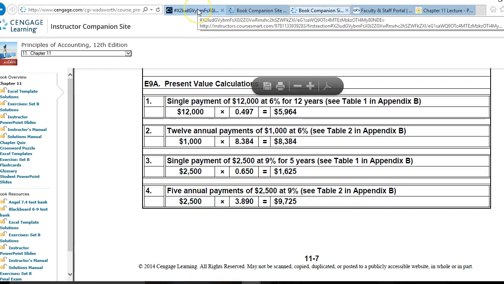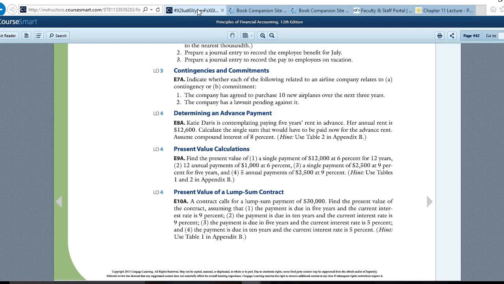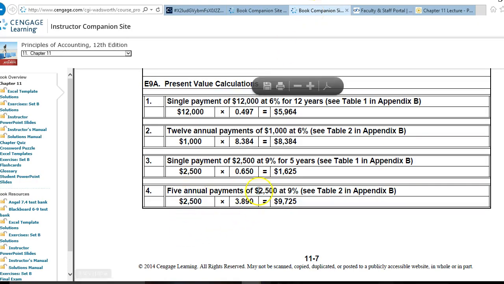Then the last one is going to be an annuity. It says 5 annual payments of $2,500 at 9%. Do you see 5 annual payments like the lottery? You're going to use table 2 because it's an amount each year. If you go over to table 2, it's going to tell you to use 3.89. That times the 2,500 means the present value of those monies over 5 years is $97.25. Any questions on that? Does that make sense? Yes.